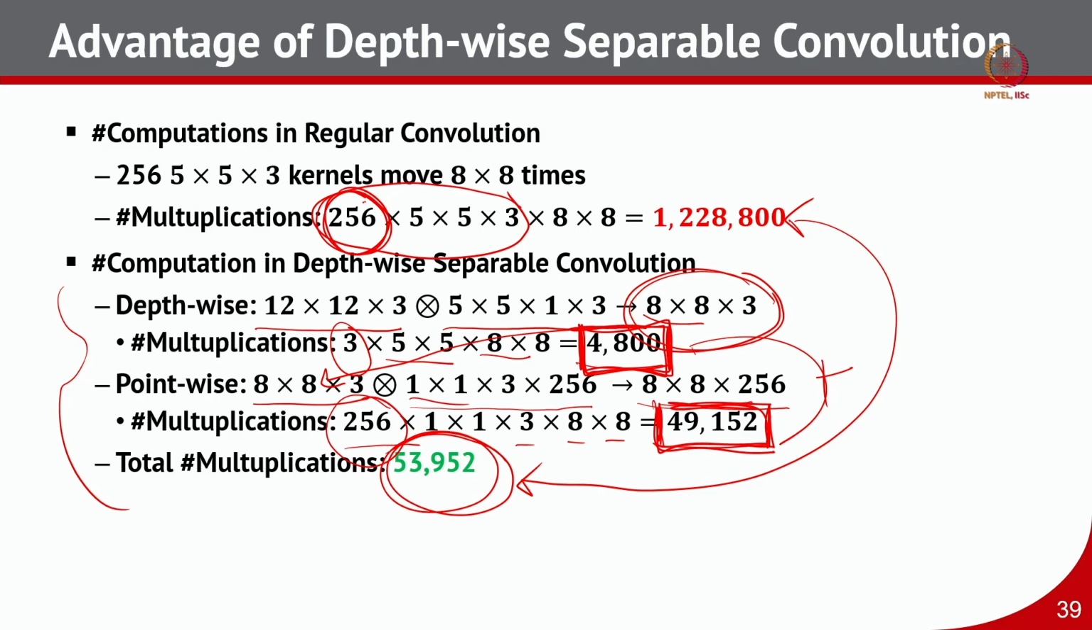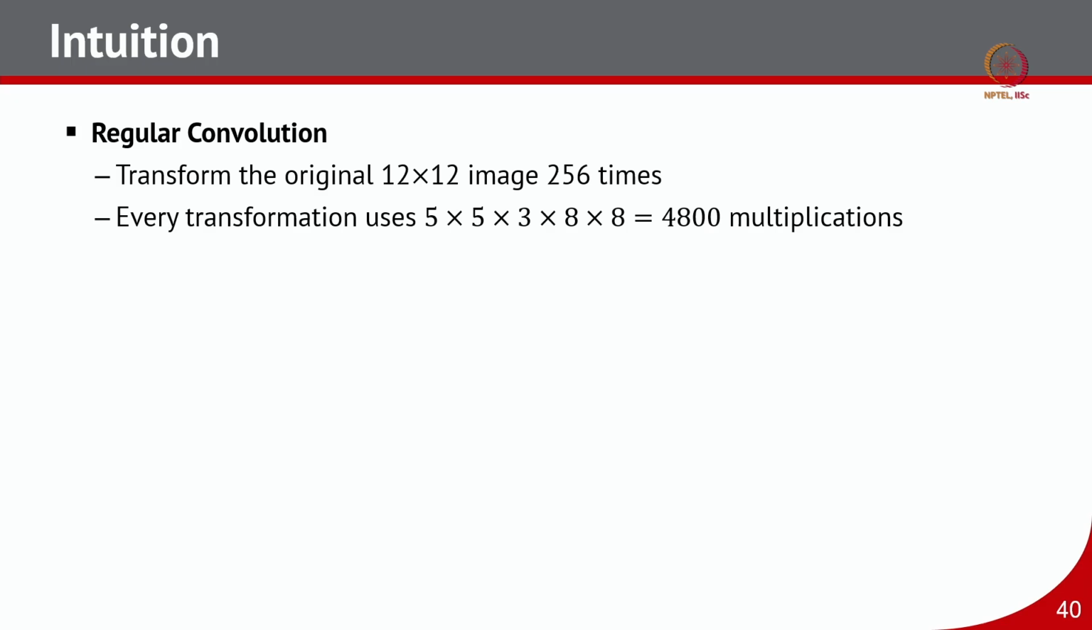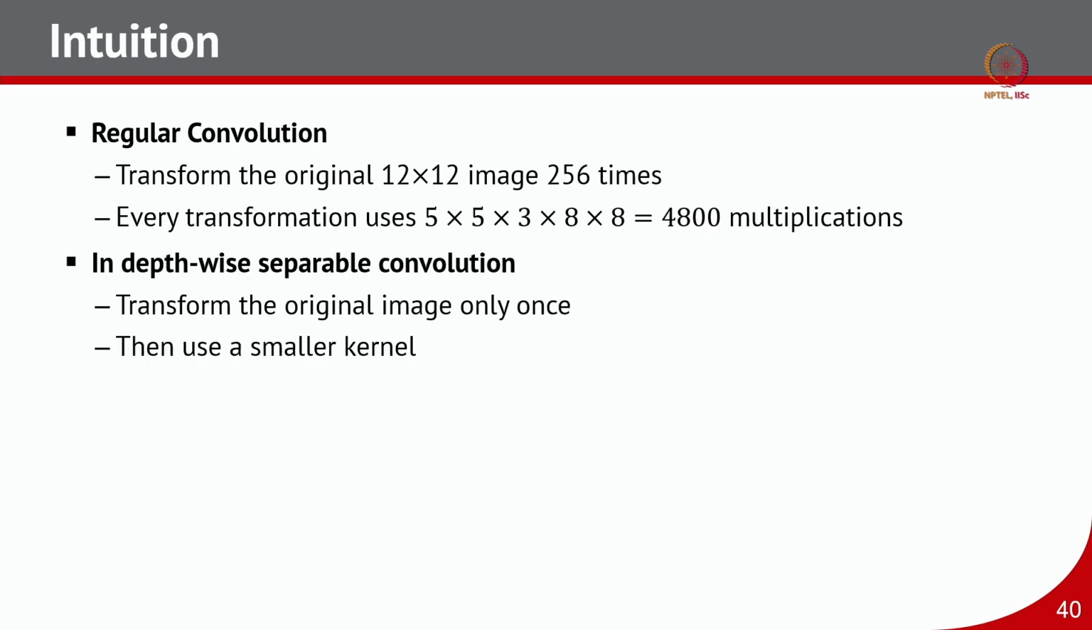Again, the intuition in depth-wise separable convolution is transforming the image only once and then using the smaller kernel, but in regular convolution the image is transformed many times. So, that is the biggest intuition behind the huge reduction in the number of computations, or number of multiplications, for depth-wise separable convolution.